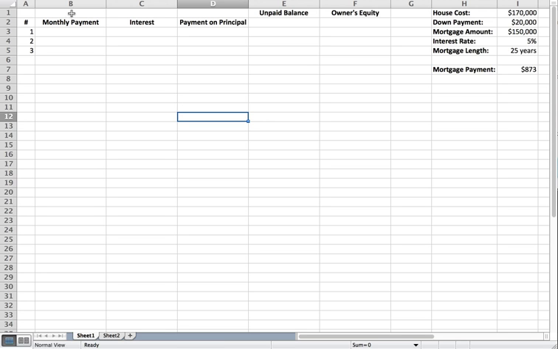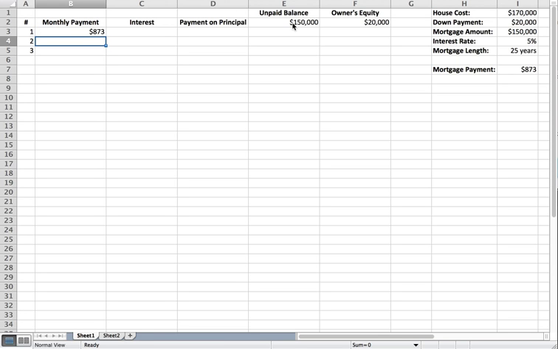So we're going to focus on the mortgage schedule on the left-hand side here. We know the unpaid balance at the beginning is the amount that you borrowed from the bank, which is the $150,000. I'm just going to do that again with a dollar sign. And the owner's equity is how much you've paid for the house to date, which is $20,000 right at the beginning. Now the monthly payment is $873.